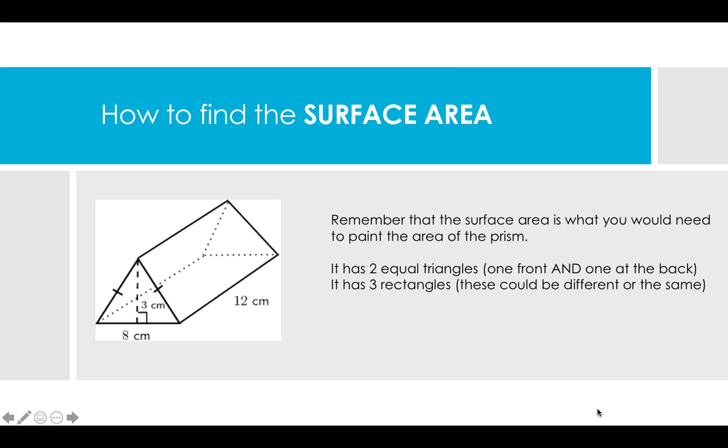So, we first have to inspect the prism and we can see that there are two triangles and they are equal. There's one at the front, there's one at the back. It also is made up of three rectangles. There's one over here, one at the bottom, and one at the back. Okay? These could be different rectangles or the same rectangles.